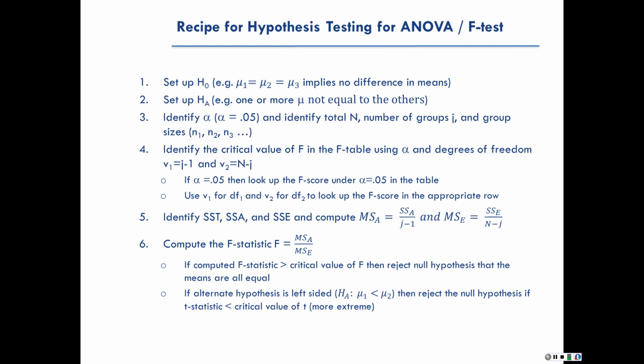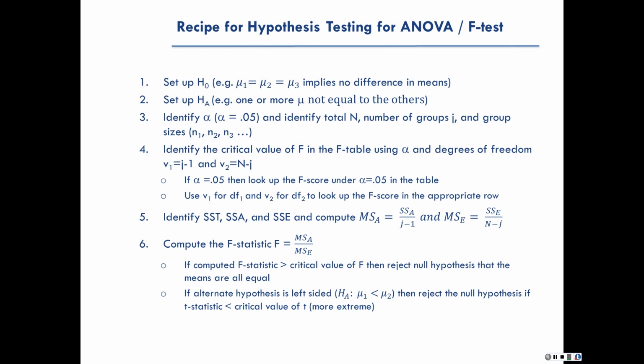Next, you want to identify your total sum of squares, SST, SSA, which is your explained sum of squares, and SSE, which is your error sum of squares. In the problems, I'm going to provide those numbers for you. I'm not going to make you calculate those, but you will have to take those to calculate the MSA number and the MSE number, which is the mean sums. And you will take those to compute the F statistic in step number 6, which is really a ratio of the MSA to MSE. And then if that F statistic is greater than the critical value of F that you looked up in the table, then you just reject the null hypothesis.